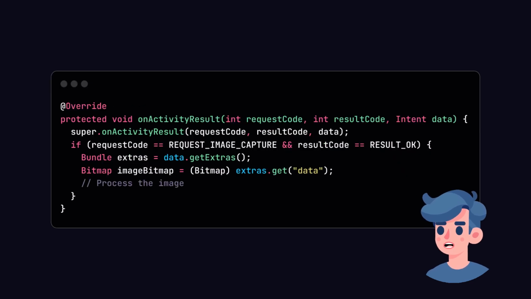Here, REQUEST_IMAGE_CAPTURE is a constant that you should define in your class, like so: private static final int REQUEST_IMAGE_CAPTURE = 1. This allows you to identify which activity result is coming back from the camera when you override the onActivityResult method.